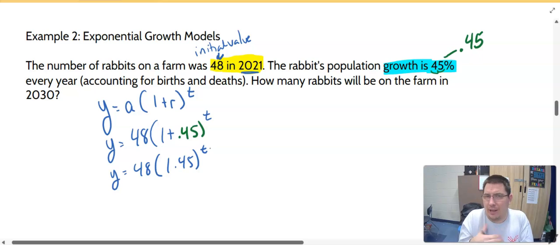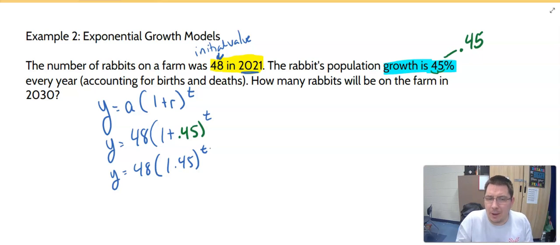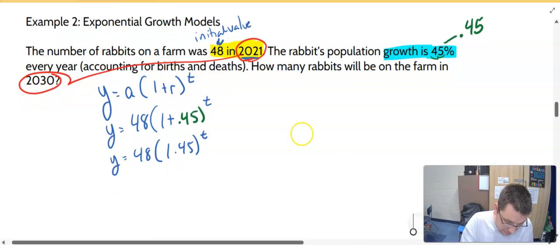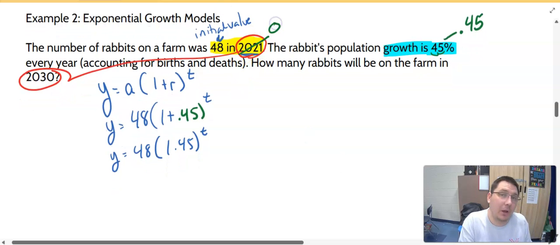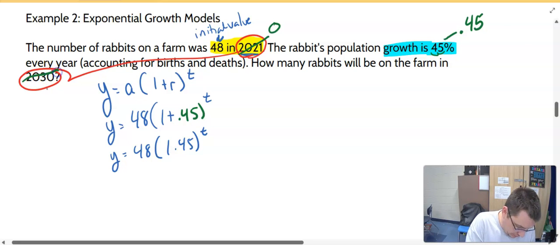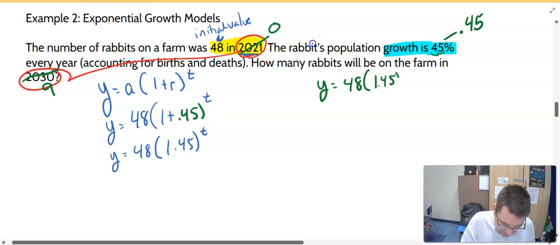But now we need to actually answer the question that's being asked. How many rabbits are going to be on this farm in 2030? Well, we need to know how far it is from 2021 to 2030. Now, one method of doing this is calling the first year, year 0, and then just resetting the whole scale. And so how many years is it from 2021 to 2030? Well, that's 9 years. And so 2030 becomes 9. And that's actually what we're going to plug in for t is 9. And so we get our 48 times 1.45 to the 9th power.